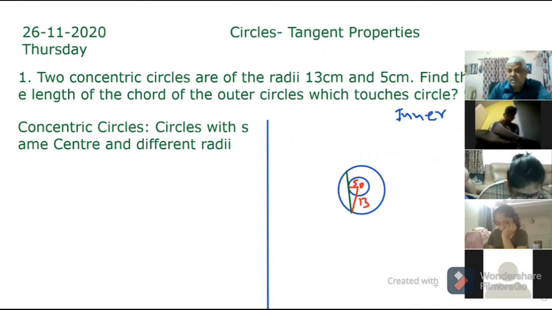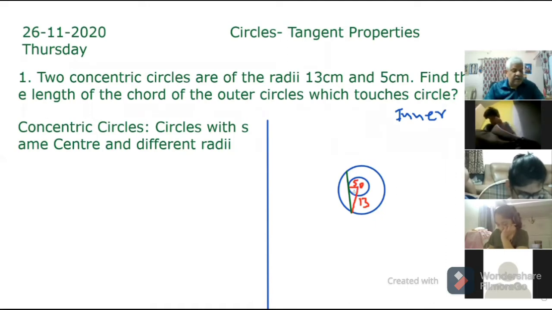Okay, children, this is the question. You have to find the chord. Now, you just observe there are two circles. They are what type? Concentric circles. The bigger circle has a radius of 13 centimeter, the smaller circle has a radius of 5 centimeter, and the chord to the outer circle touching the inner circle, its measurement length we have to find here.